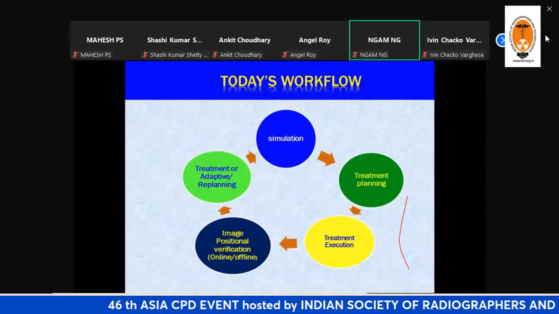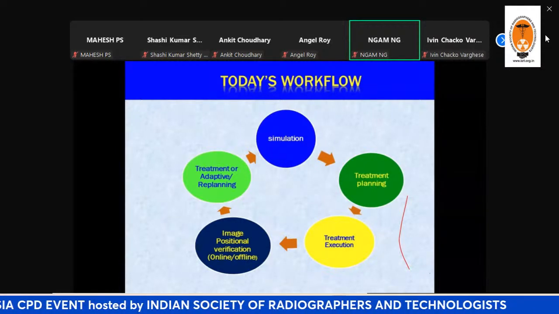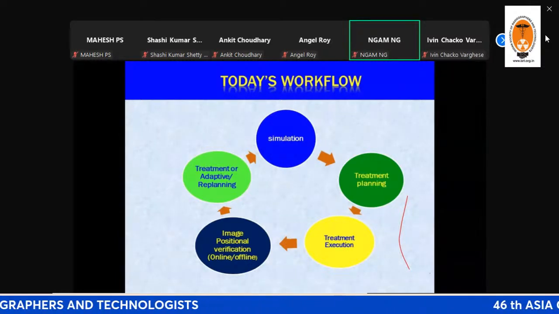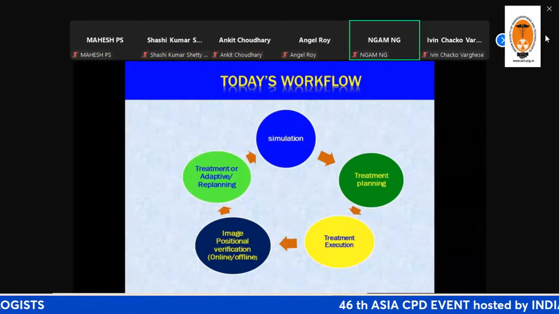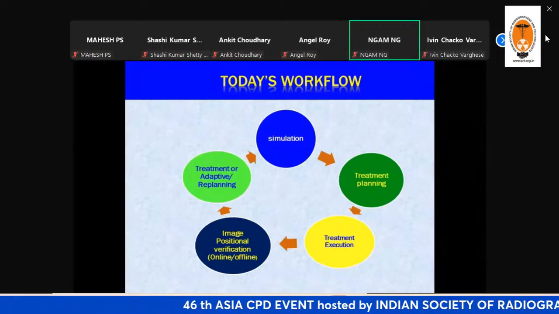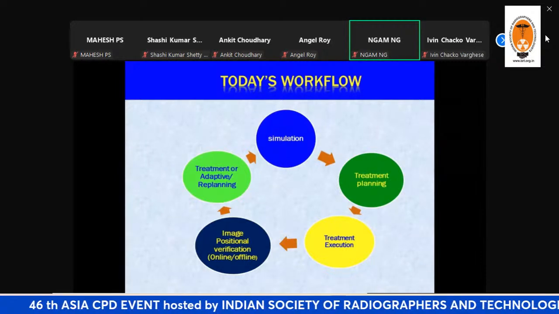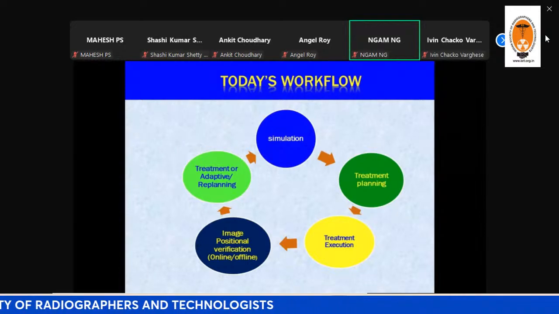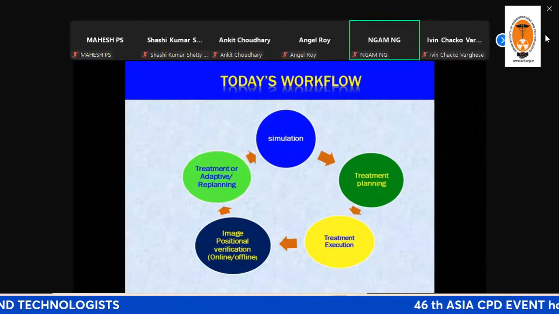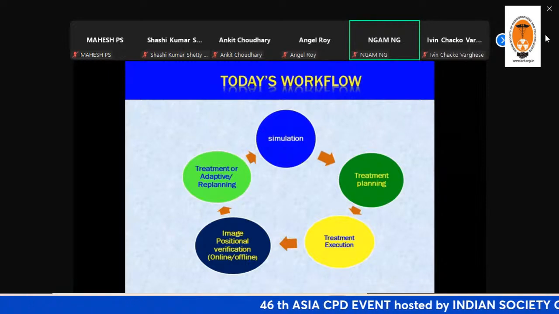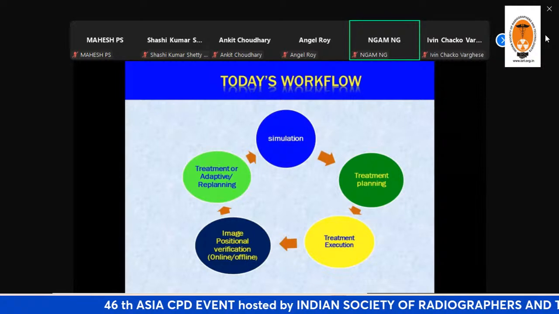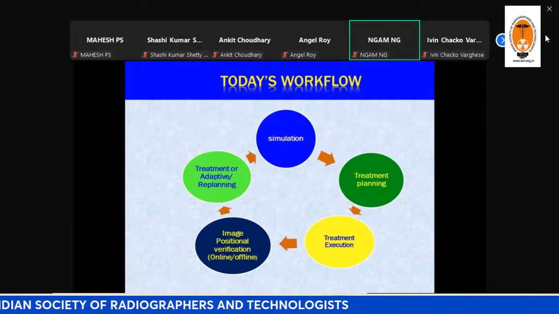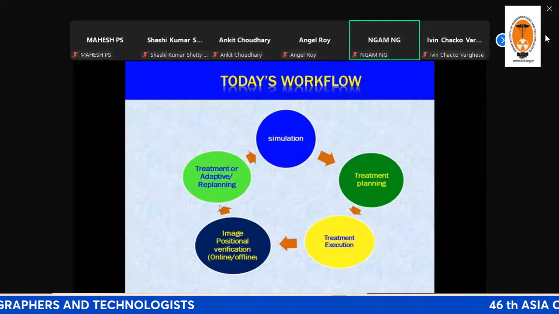So the workflow is the simulation. We simulate the patient after making the mold, and then we generate a good treatment plan. After this treatment plan is generated, treatment execution is done. Before that, we take the online images, which are verified by the radiation oncologist on the first day. If everything is okay, then we continue with the treatment. And if there is any change, not only on the first day but in the future course, then we go for adaptive radiotherapy. If we go for that, it means we have to abandon the treatment and replan, and follow this circle again, right from the simulation to treatment delivery.